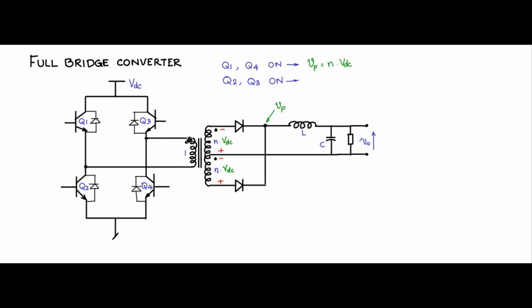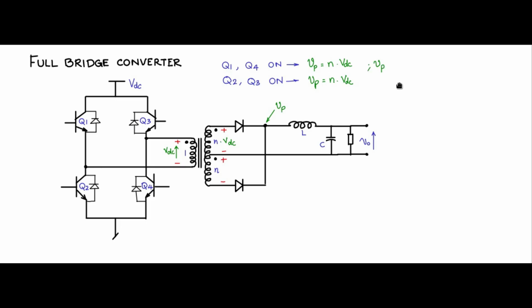And during the time when Q2 and Q3 are on, these two are on simultaneously, you will see that Q3 is on means dot end is positive and non-dot end is negative. Q2 connects it to ground. So secondary side also you will see the dot end positive, non-dot end as negative. So the primary voltage is VDC. It will translate into N times VDC, and Vp will be N times VDC during that time.